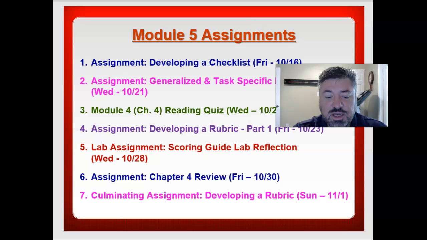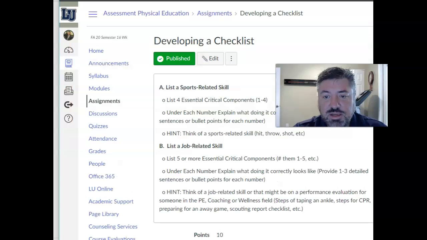So what does the assignment look like? Here's our developing a checklist assignment on Canvas. Just like we had in the slide, list your 4 essential components, number them 1 through 4. Under each one, explain what doing it correctly looks like. Provide 1 to 3 sentences or bullet points under each number. So here's your hint: think of a sports-related skill such as a hit, throw, shot, etc. Go down to B, list your job-related skill. 5 or more critical components, number them. Same thing. Under each one, have 1 to 3 detailed sentences or bullet points.